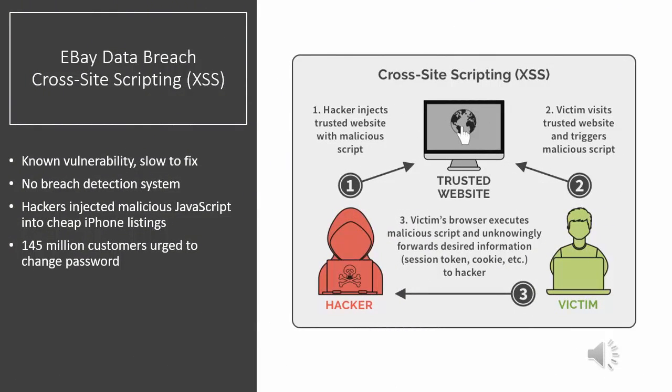eBay has come under criticism for appearing to drag its heels over fixing a cross-site scripting vulnerability which allowed attackers to booby-trap links redirecting users to a phishing page. The hackers had apparently exploited the common vulnerability to inject malicious JavaScript into several listings for cheap iPhones. Once a user clicked on these, they were taken to what appeared to be an eBay login page.